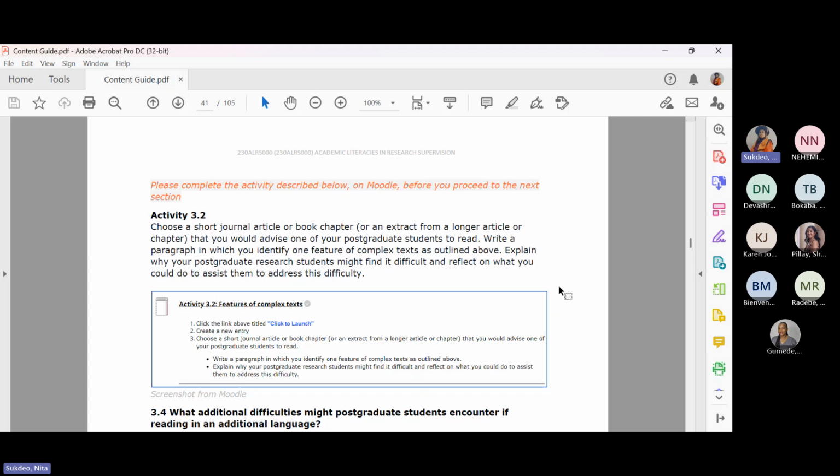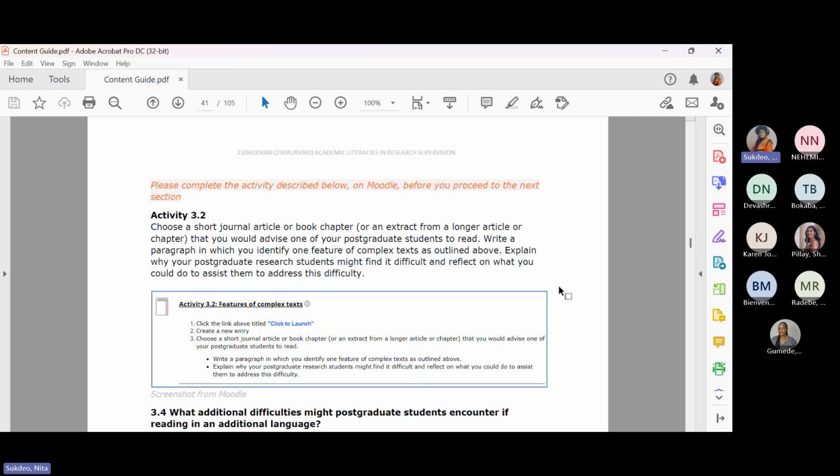Activity 3.2. So the question for the assignment on activity 3.2, you do not need to include the article. So I don't want to know what article it is, okay, because it's within your discipline. You don't have to include the article or the book chapter that you are choosing. This part of the task is to firstly describe what students are likely to find difficult about the article and chapter, and then to outline what you could do to assist them to address this difficulty.